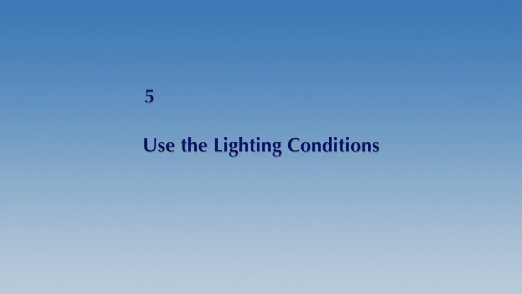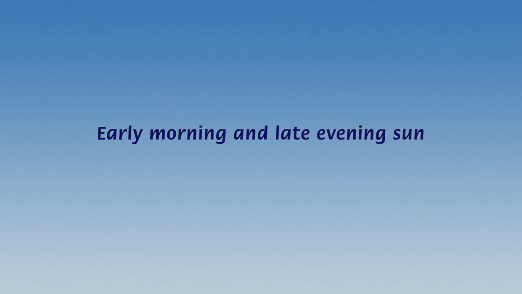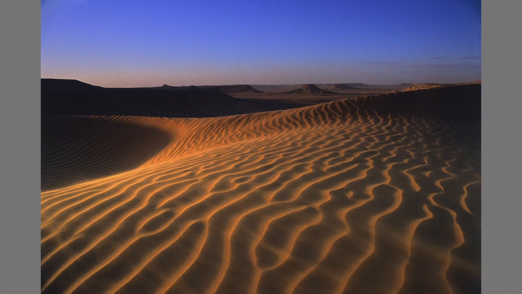5. Use the lighting conditions. Think of lighting rather than just any old light. The sun and the type of light can really transform an image and change its atmosphere completely. Early morning and late evening, when the sun is shining, are known as the golden hours and are favourite times for taking landscapes. The sun is low in the sky, casting long shadows and bringing out detail.